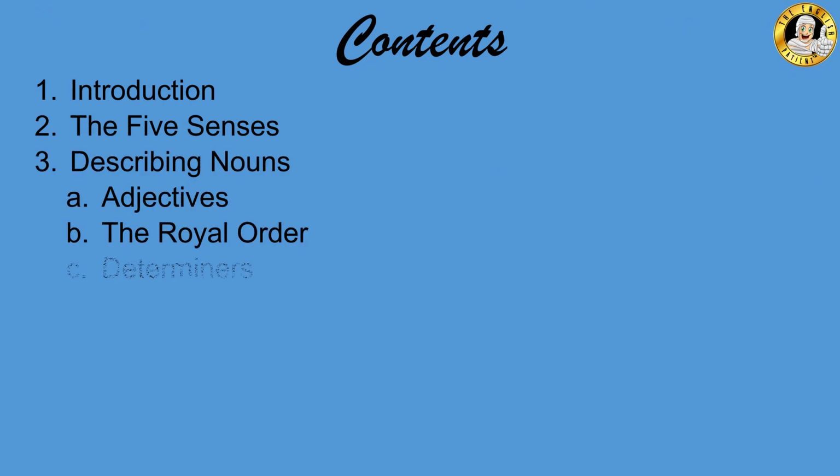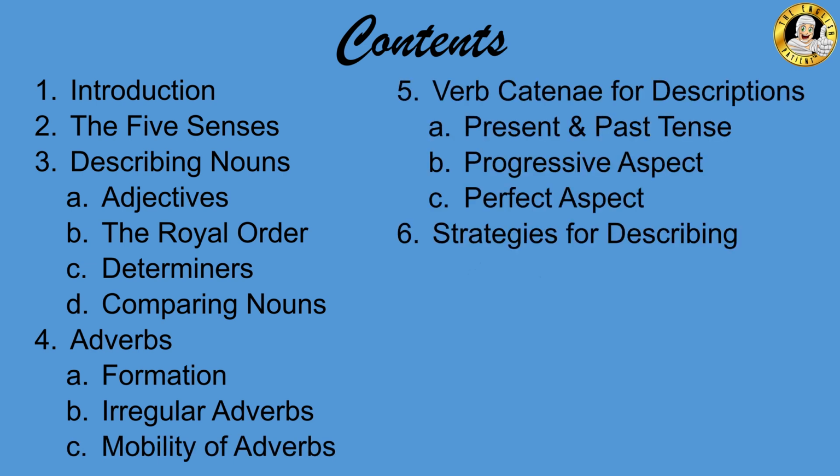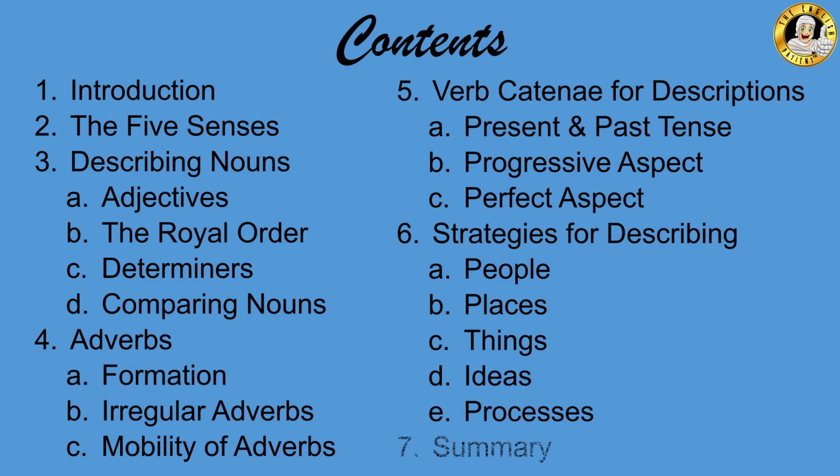I'm going to begin with an introduction, and then we'll explore the 5 senses. This will be followed by looking at describing nouns. In particular, we'll look at adjectives, the royal order of adjectives, determiners, and how we can compare nouns with one another. Then we'll take a look at adverbs, the formation of adverbs, irregular adverbs, and the mobility of adverbs, how they can easily move. Then we'll look at verb Catenae for descriptions.